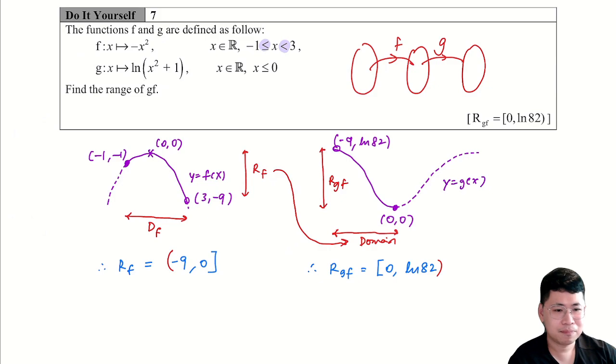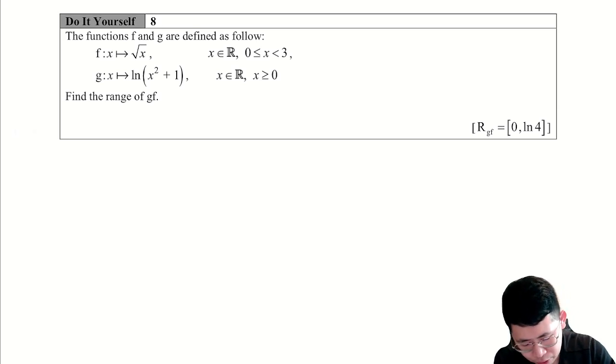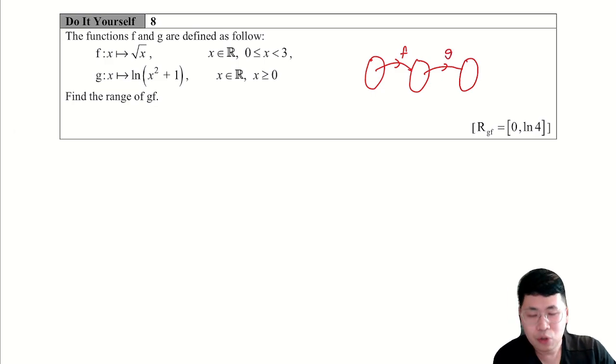Last but not least, for the do it yourself aid, we do the same thing. We're going to sketch the two graphs and find the range of gf. So let us look at the process again. The first function that we'll take is f, the second function is g. So we'll sketch f first and then g.